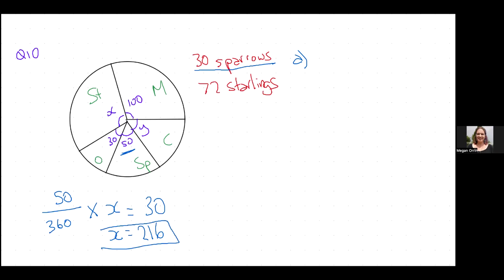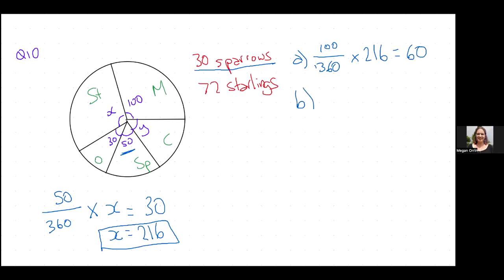Now that is super important because I'm going to need to use that to work out a whole bunch of other things. So in part A, I want to know the number of miners. Well, there is 100 degrees out of 360 degrees of miners, and that is out of 216 because there are 216 birds in the whole park. So if I just type that into a calculator, I get 60. Ta-da, there are 60 miners.